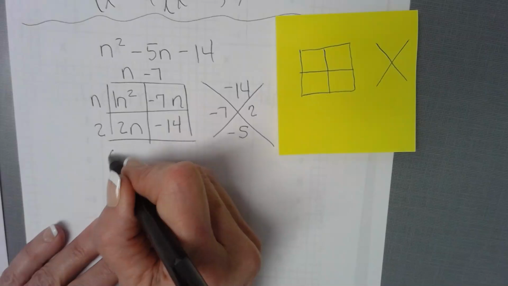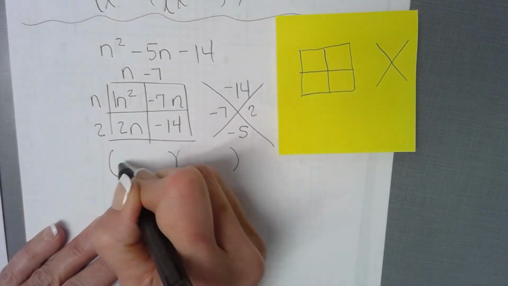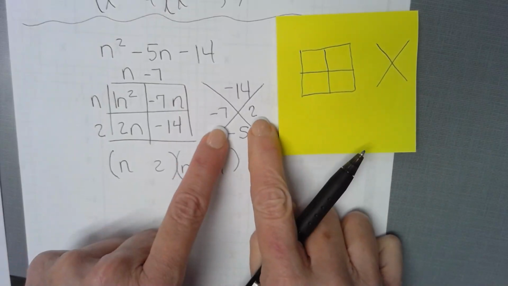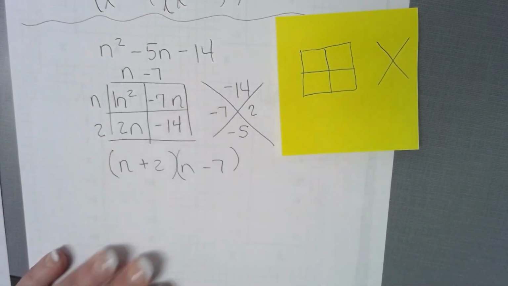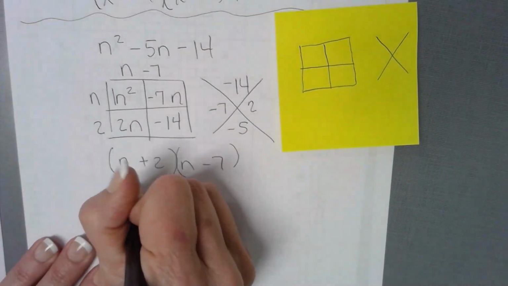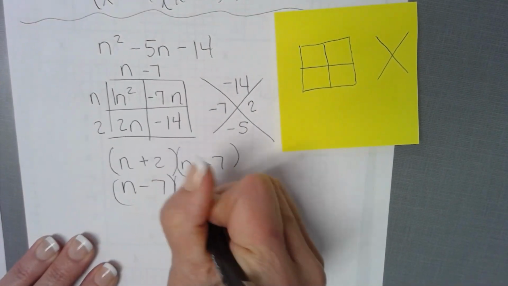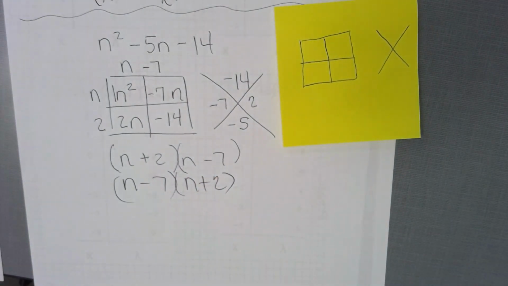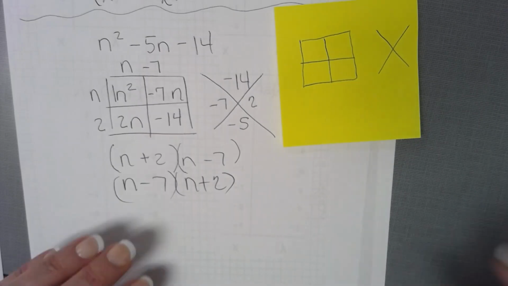Okay? So now, when I set up my parentheses, I've got an N and a 2, and an N and -7. I need different signs, so that's going to be positive. This is the same thing. It's the same thing. We good? Yeah? Okay.